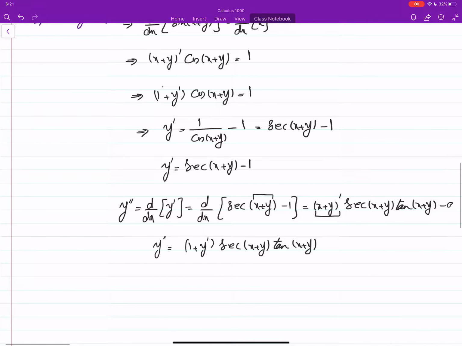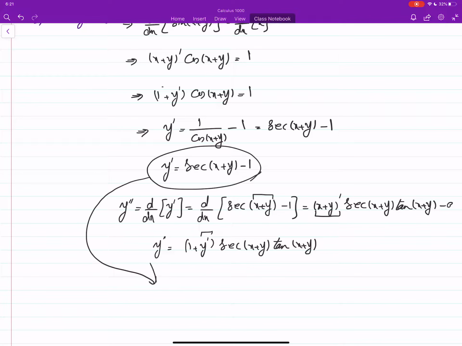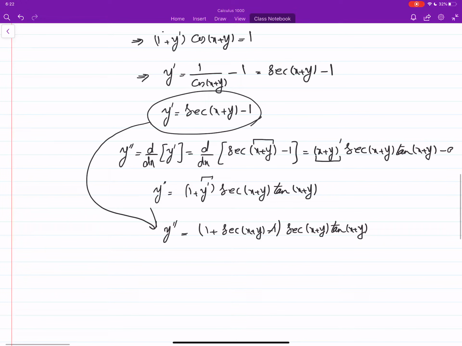Y prime is there. We have to get rid of that by plugging in this guy there. So y double prime is 1 plus secant x plus y minus 1, times secant x plus y, tan x plus y. This one and that cancel out, and we get secant x plus y times secant x plus y, which is secant squared x plus y, and then tan of x plus y.